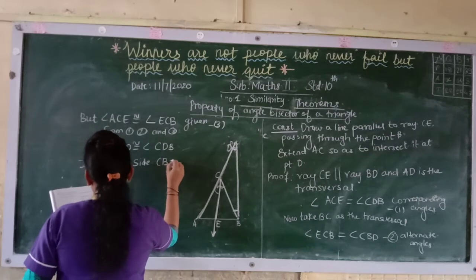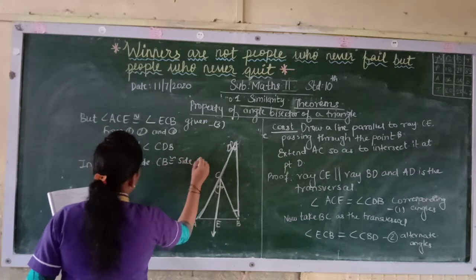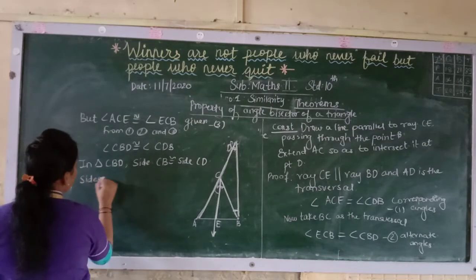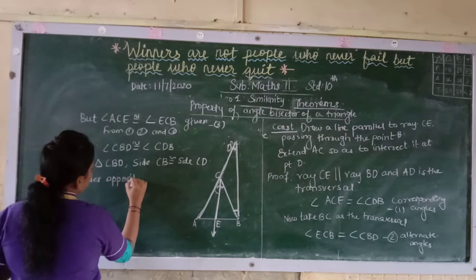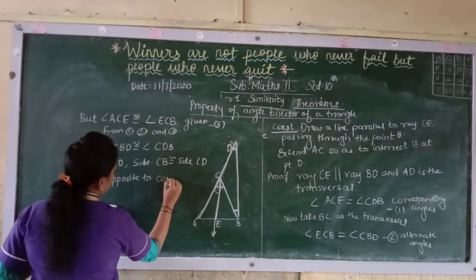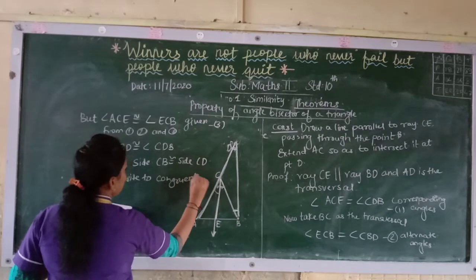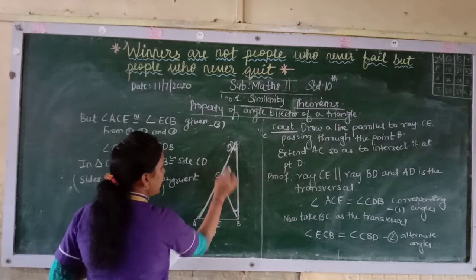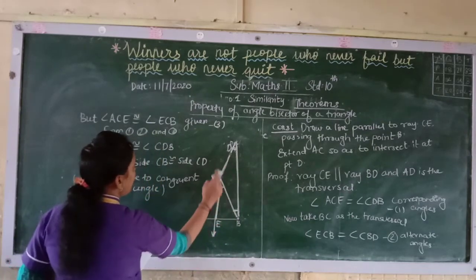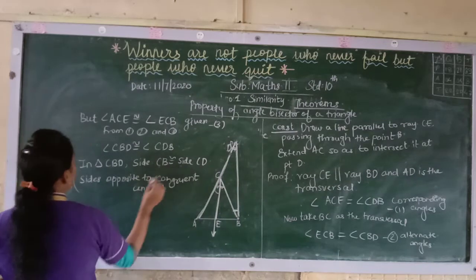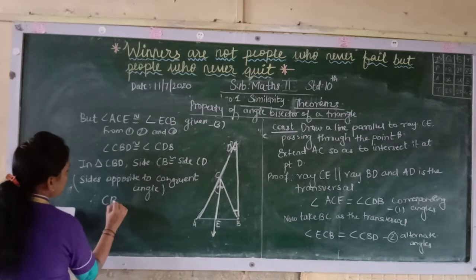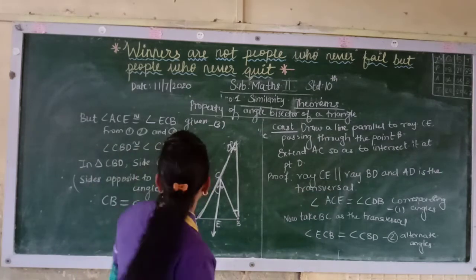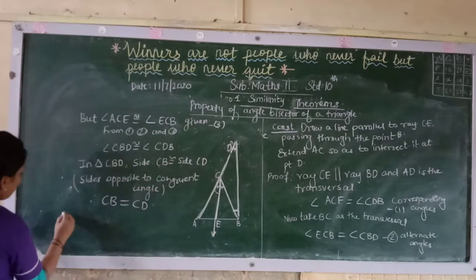Side BC will be congruent to side CD. Why? Because these are sides opposite to congruent angles. See, whenever the base angles are congruent, the opposite sides will also be congruent. That is why this CB and CD you are getting congruent. So what you will get, therefore, CB is equal to CD. Now we'll write over here only.